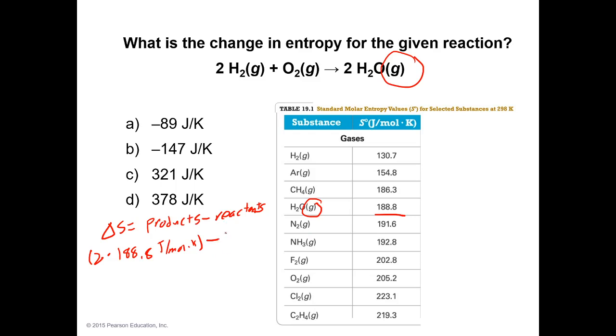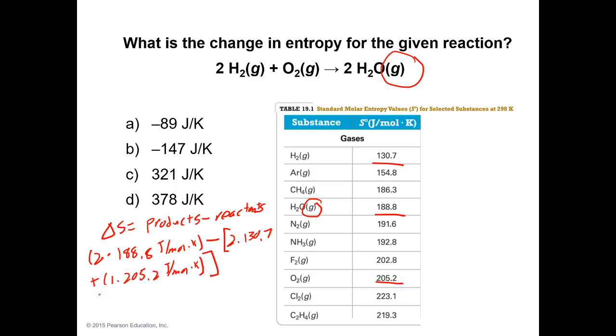So now we've got to subtract the reactants. I'm going to put this in brackets because I'm going to add all the reactants together and then subtract the whole thing. So for our reactants, we first have 2 hydrogen gases. So that's this one. So we'll have 2 times 130.7, and you're going to pretend like I wrote joules per mole Kelvin there because it won't fit. And then I'm going to add to that my 1 oxygen. So it only has 1. So it's 1 times 205.2 joules per mole Kelvin.